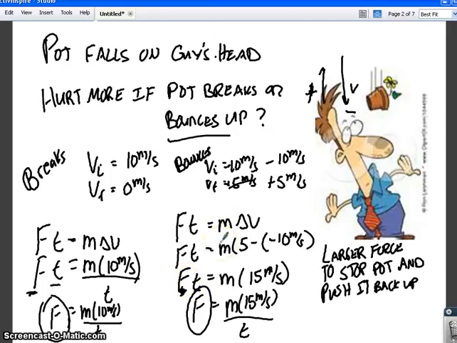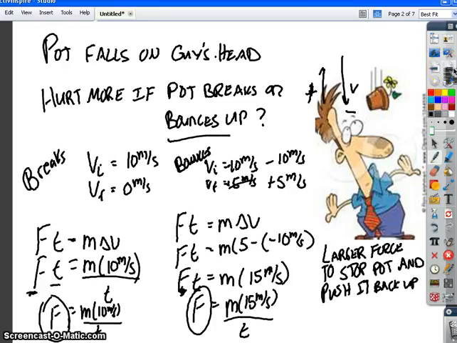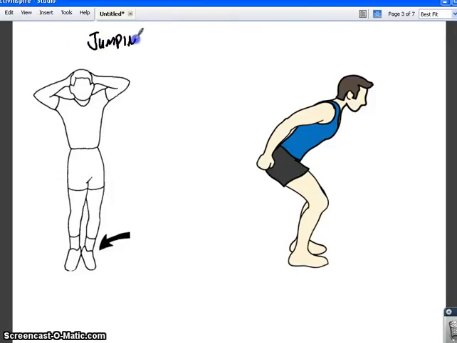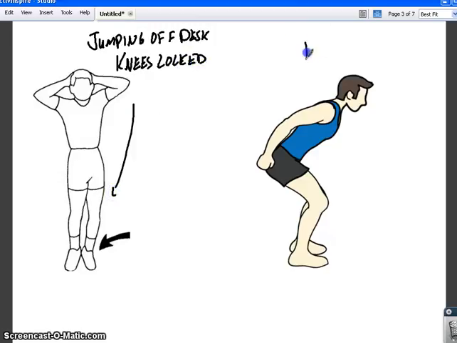Okay, so let's look at one more. This is also a very common question, and it has an obvious answer. Imagine standing on your desk at school and jumping off the desk with your knees locked versus knees bent. What would hurt more? Well, this is pretty obvious. It would hurt more if your knees were locked. But why?